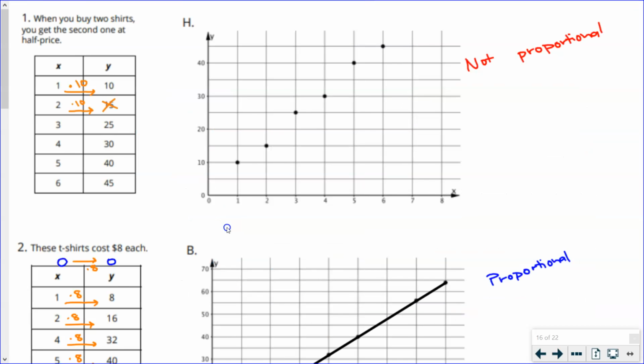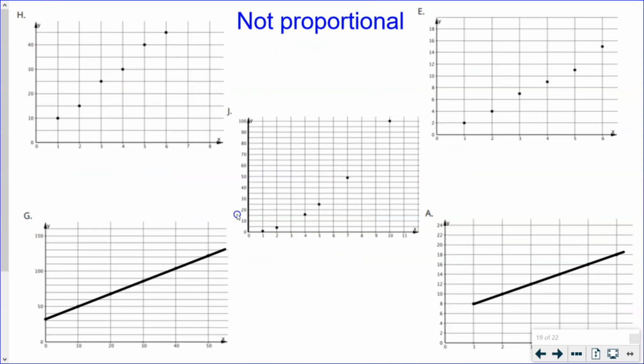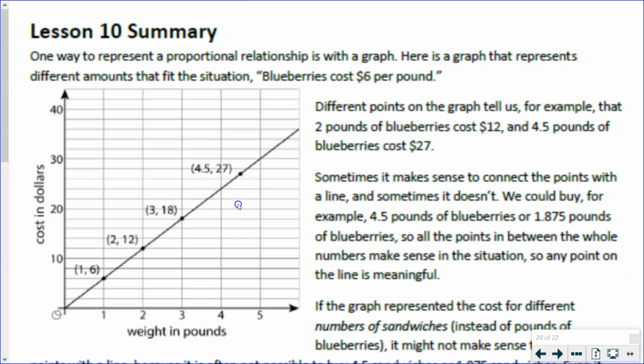We're going to skip the "Are you ready for more" for the sake of time. It's time to summarize.